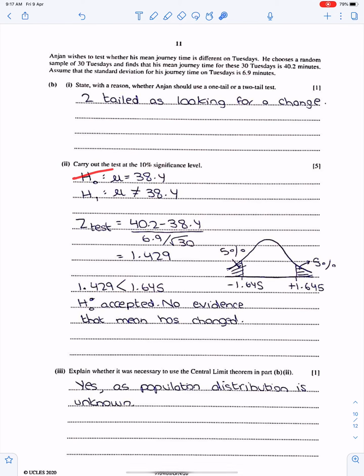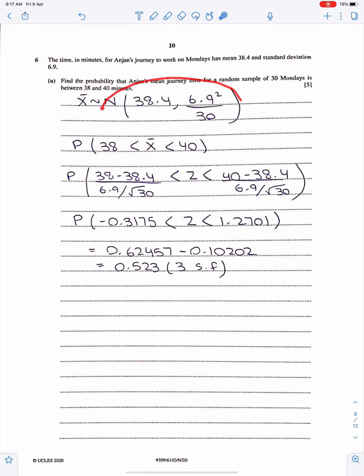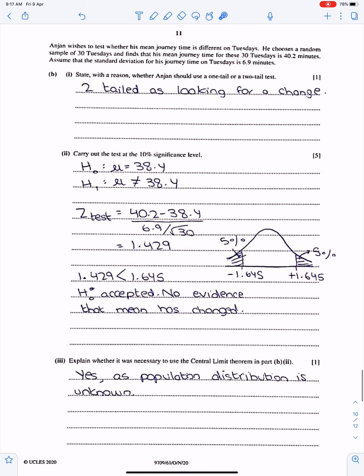This is so simple. We know H naught is mu equals 38.4 and H1 is mu is not equal to 38.4. This is the test value. Standard deviation is here, sample size is here, and according to CLT, the distribution is normal. Now check this test value against the critical value. 10% means 5% each tail, so this is 1.64. This value does not lie in the critical region. So you have to accept H naught. You have to reject the claim that mu has changed. So accept H naught: no evidence that the mean has changed.